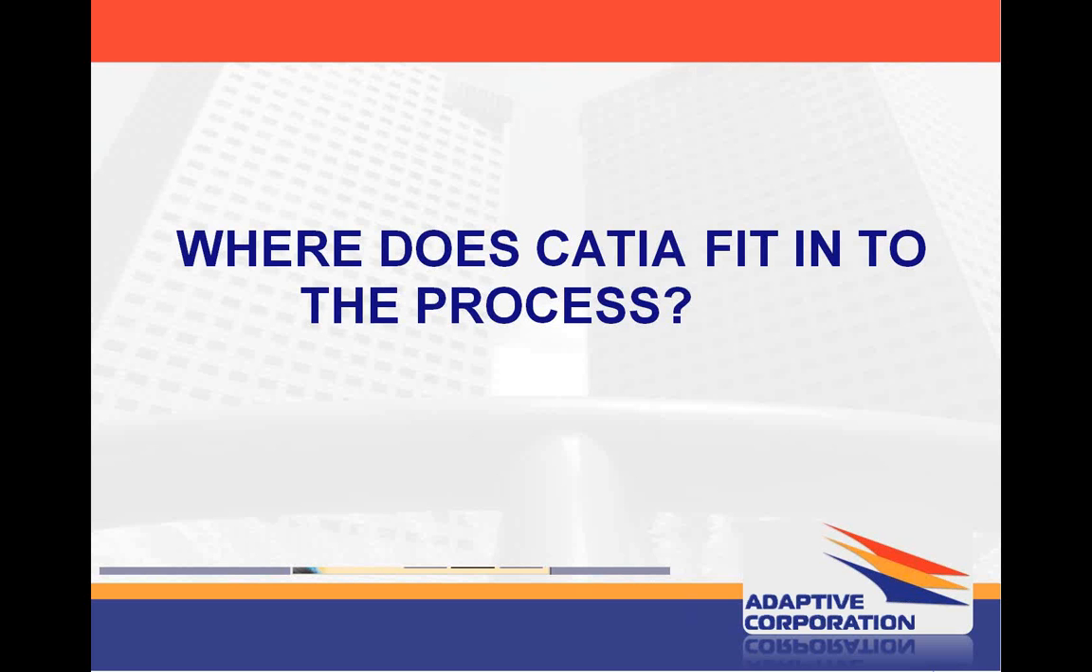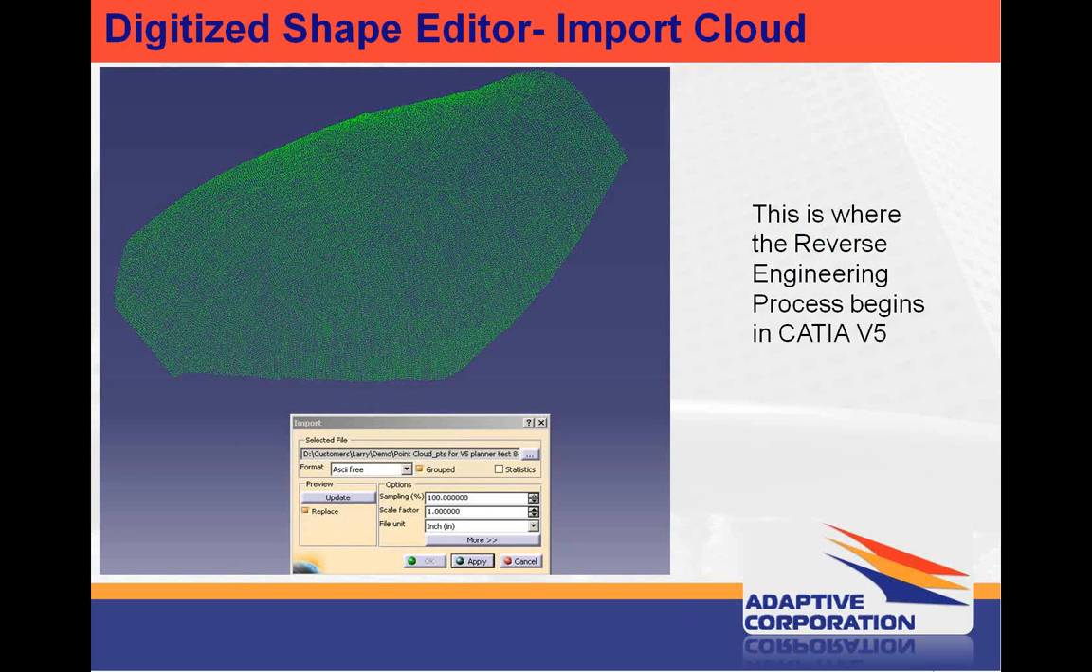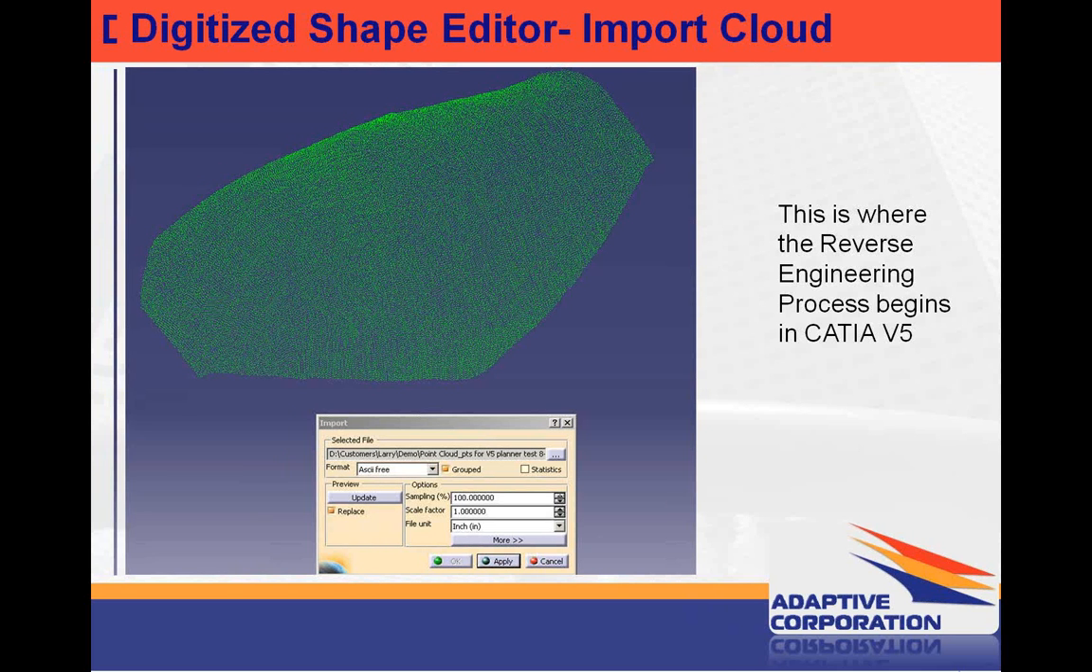Where does CATIA fit in the process? We're going to start out on the top left of each one of these slides. I want everybody to see that we're changing CATIA workbenches as we go through the modeling process. I believe we touch 5 different workbenches in CATIA as we do the reverse engineering and modeling of the scanned data. We start out with the digitized shape editor to import the point cloud.